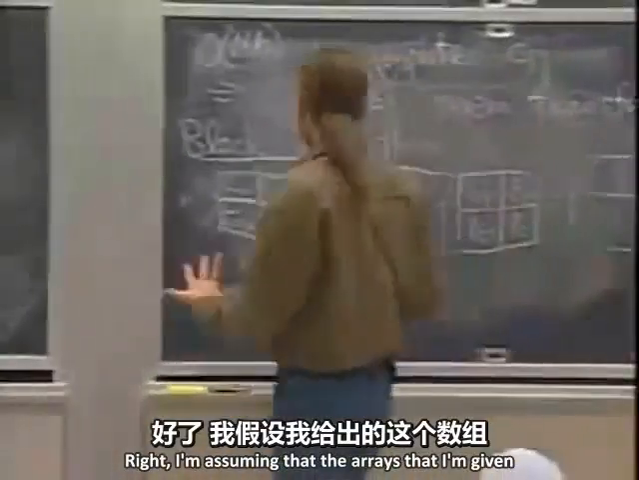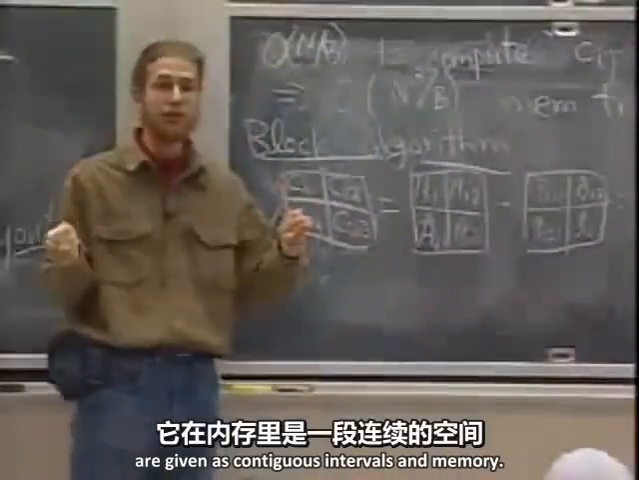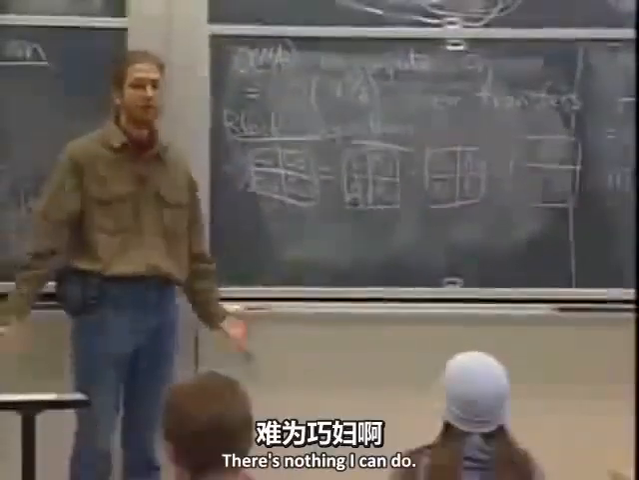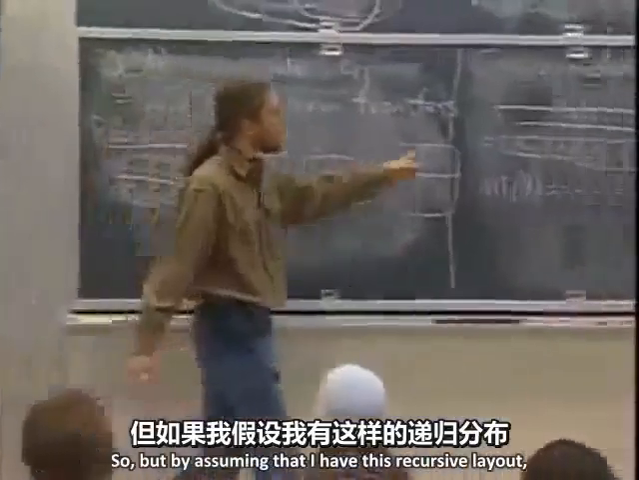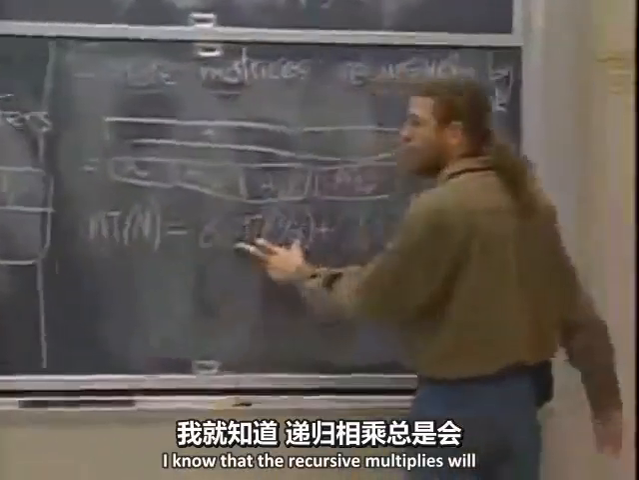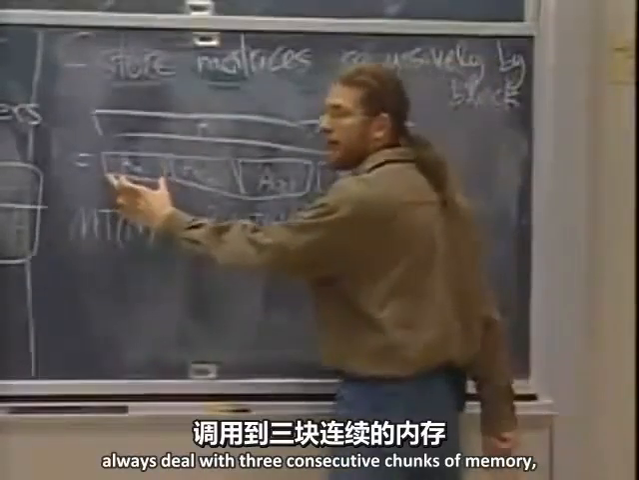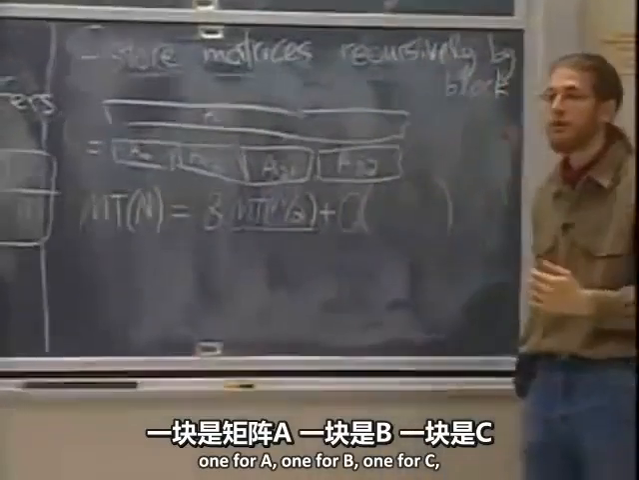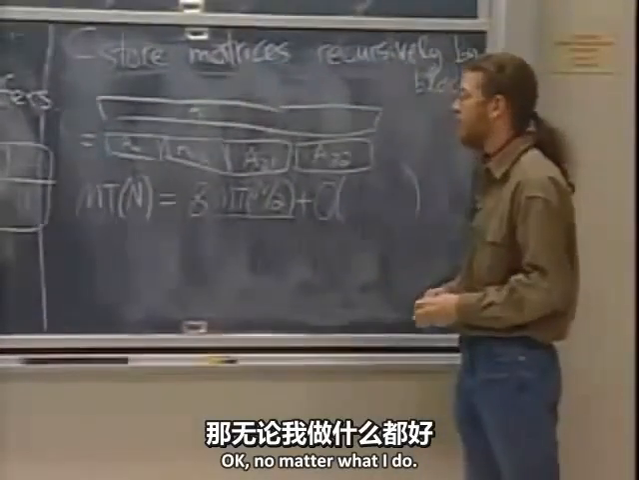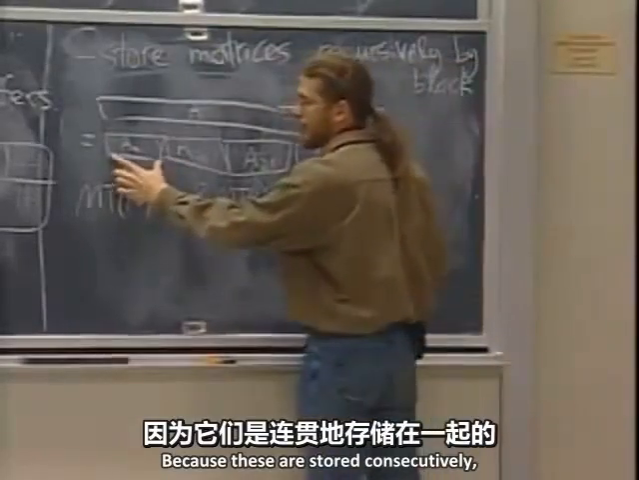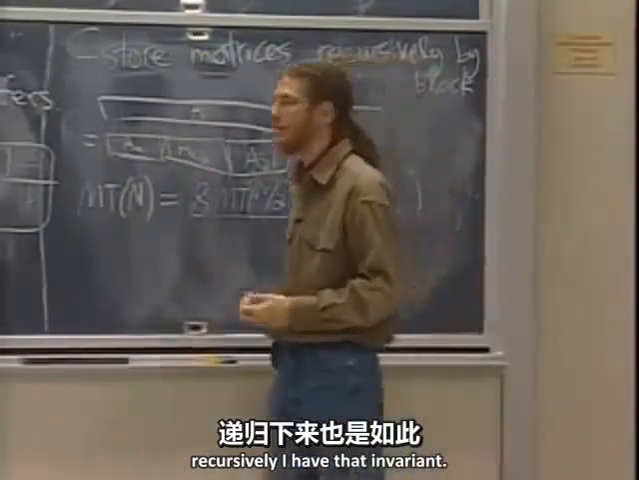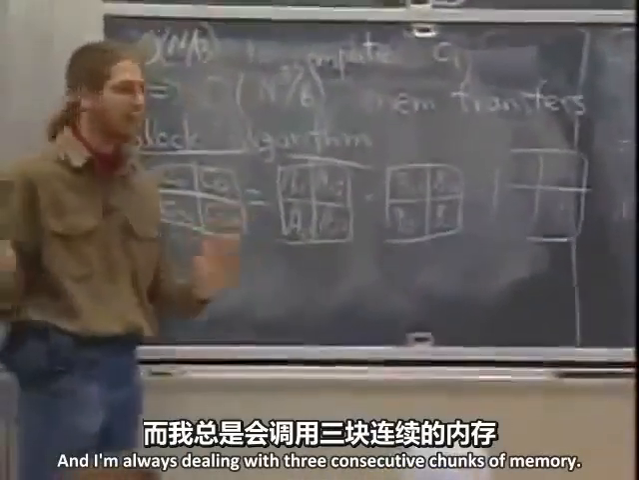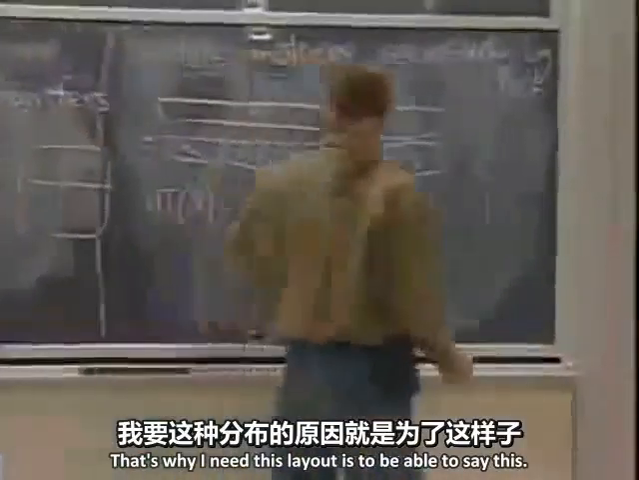I'm assuming that the arrays that I'm given are contiguous intervals in memory. If they're scattered all over memory, I'm screwed. There's nothing I could do. But by assuming that I have this recursive layout, I know that the recursive multiplies will always deal with 3 consecutive chunks of memory: 1 for A, 1 for B, 1 for C. No matter what I do, because these are stored consecutively, recursively, I have that invariant. I can keep recursing, and I'm always dealing with 3 consecutive chunks of memory. That's why I need this layout, to be able to say this.